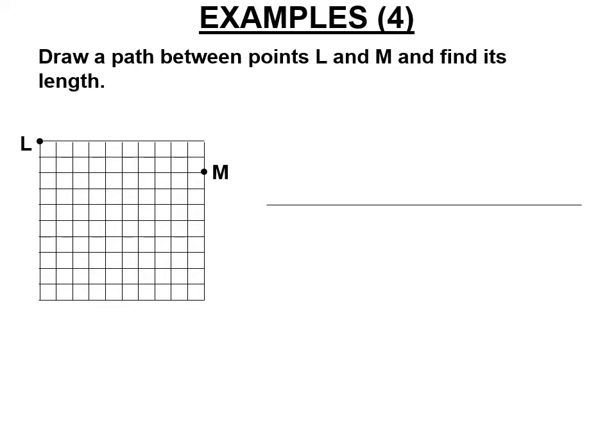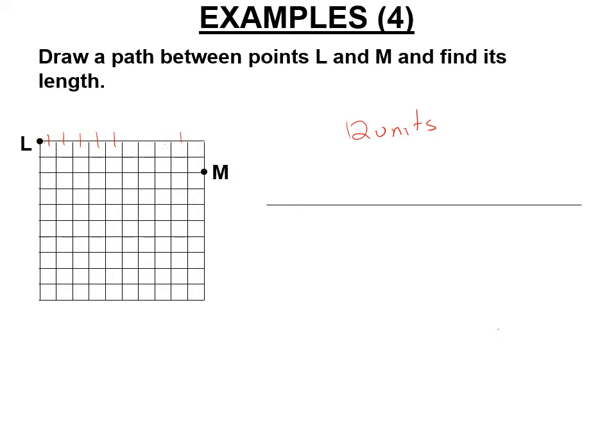Now we're going to draw a path between points L and M and find its length. There are many different paths you could take, so let's take the simplest one. Let's go that way. These are 10 by 10, which makes life easier. 1, 2, 3, 4, 5, 6, 7, 8, 9, 10, plus 2 more. So that one is 12 units.